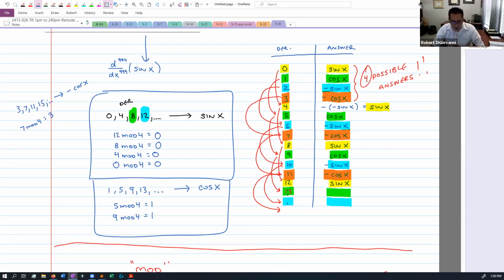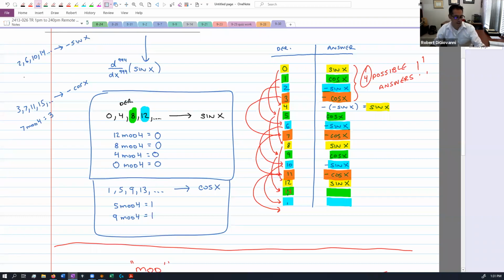Did I skip one? Sine, cosine. Oh, you know what? I skipped the blue one. I'm sorry, that's why we didn't get 2. The blue ones, I forgot to do that list. 2, 6, 10, 14 would be the next one. When we do those derivatives, we get negative sine x.